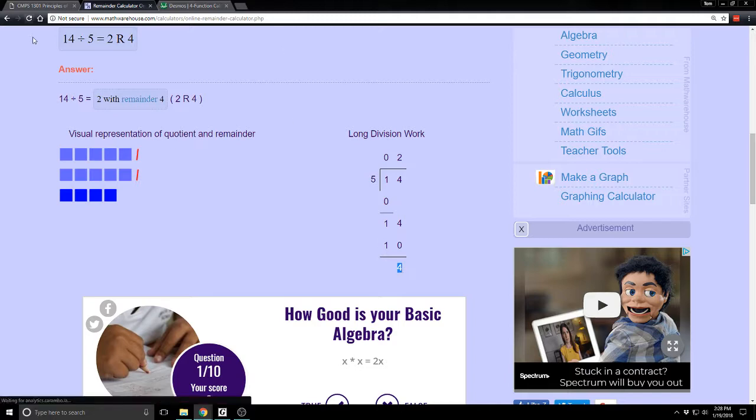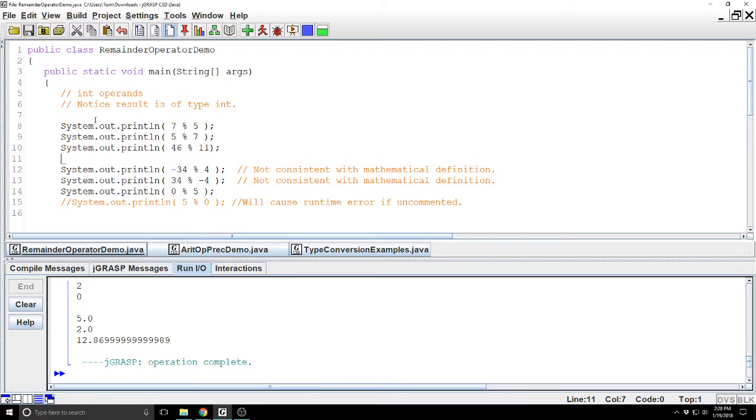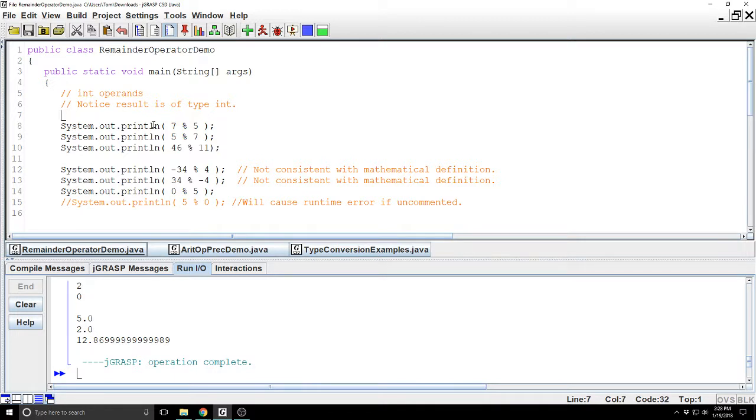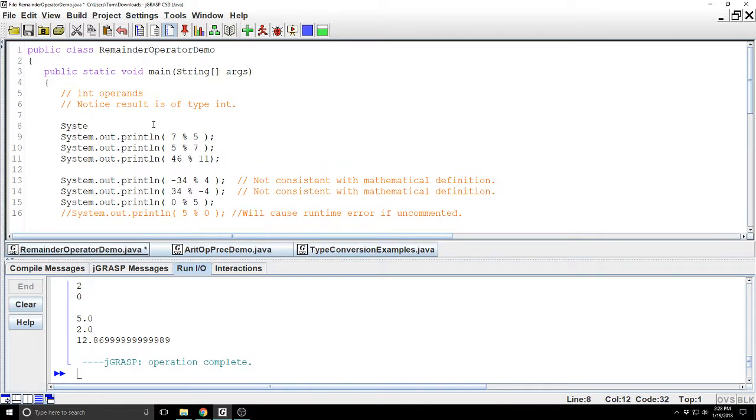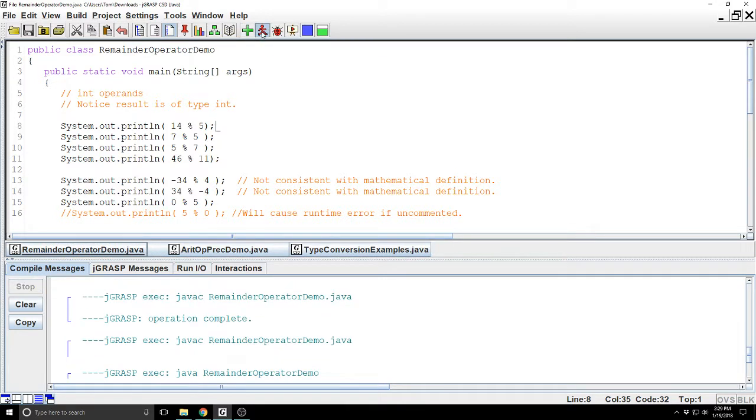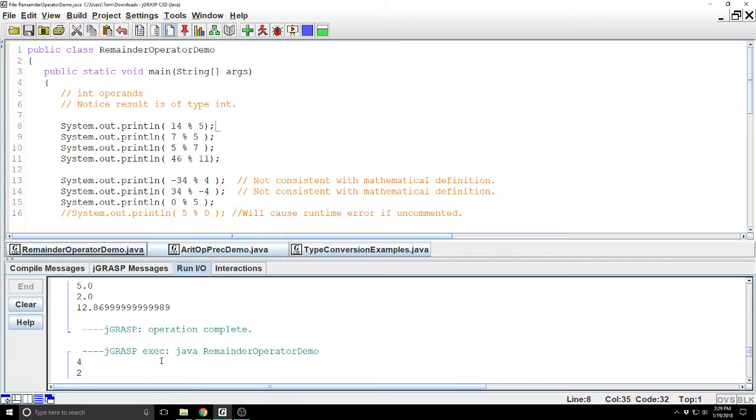In Java, that would look like this. I'm going to go ahead and write it like so. And then when we run it, we'll see that the very first one is that 4 that we got right here. So that's exactly what the remainder operator is. It's the remainder when you divide 14 by 5.